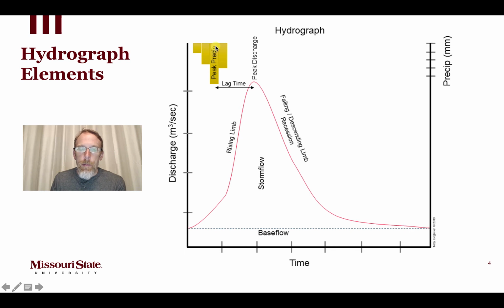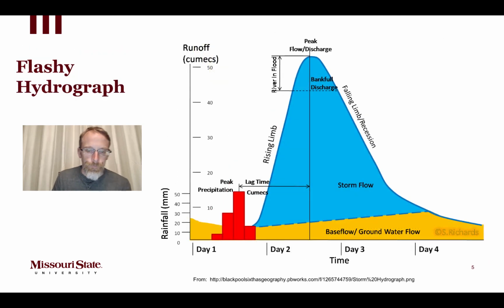We've got our peak precipitation, we've got our peak discharge. The difference between those two is the lag time. So short lag times are part of the definition of a flashy discharge or a flash flood. We don't know the exact time units here, and we don't know the exact discharge units, but generally speaking, a hydrograph like this that has a really steep rising limb, a really steep descending limb, and a short lag time would be considered a flashy hydrograph. So this would represent a flash flood. More or less the same thing here.